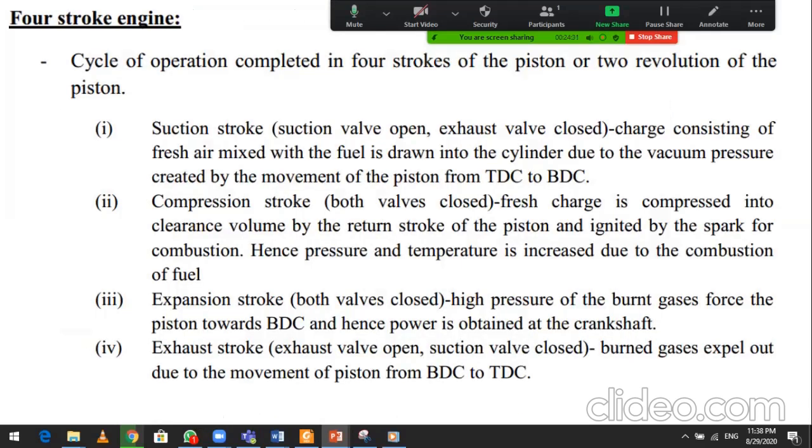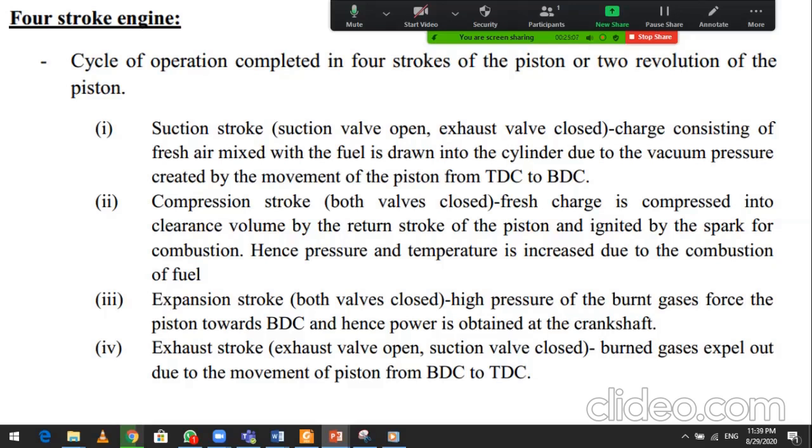Basically, a cycle of operation is completed in four strokes of the piston, or two revolutions of the crankshaft. In number one, you can see the first, suction stroke: the suction valve is open and the exhaust valve is closed. Charge consisting of fresh air mixed with fuel is drawn into the cylinder due to the vacuum pressure created by the movement of the piston from TDC to BDC.